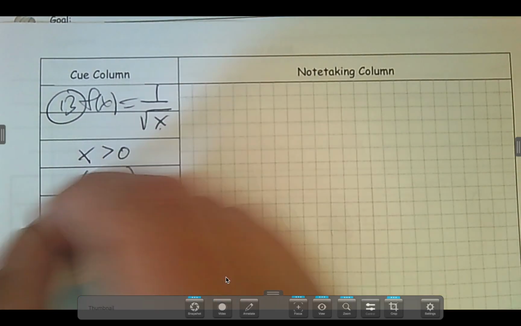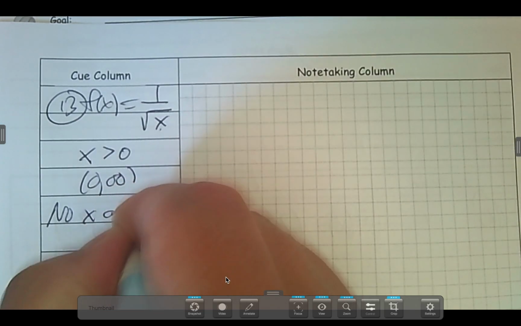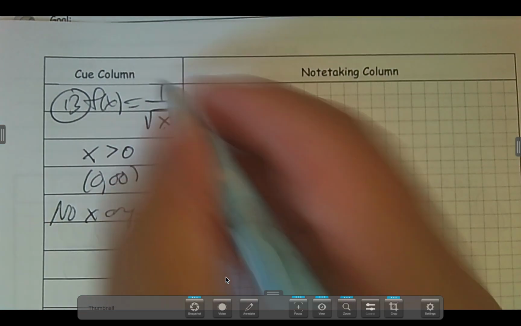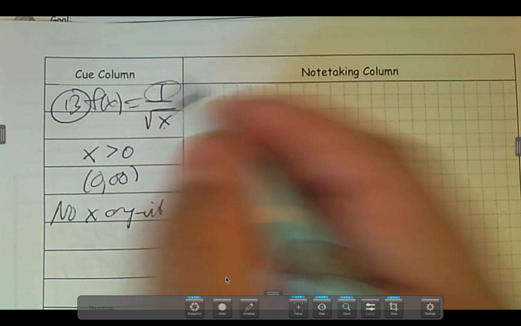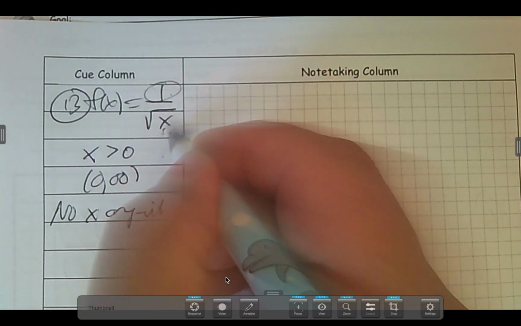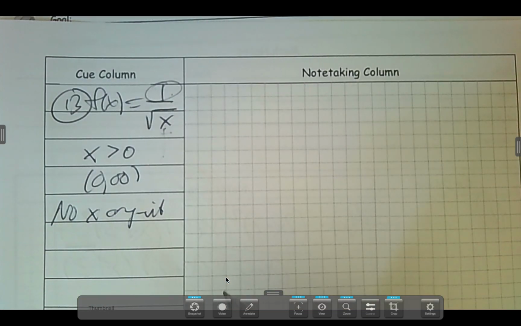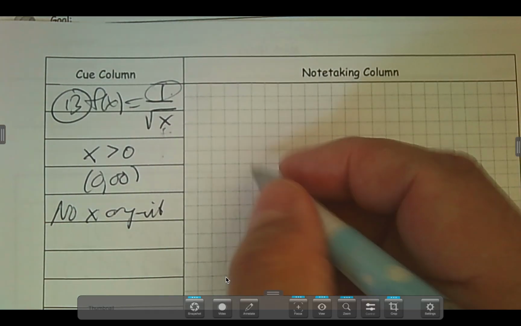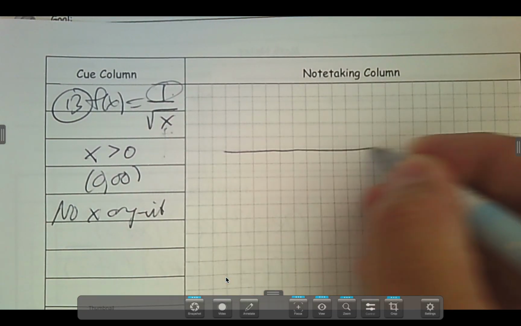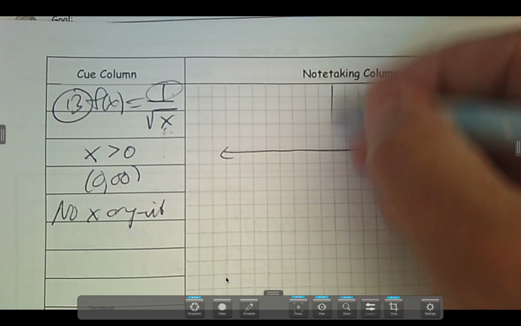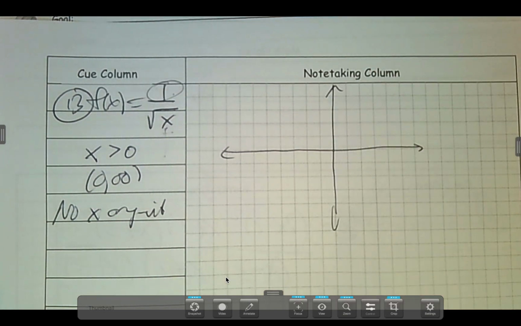I know that there is no x or y intercept. So when I look at the numerator, there's no way that could be 0. If I plug in 0, it's undefined. So we have no intercepts. So it'd be helpful to have some points that could help us along the way here. So I'm going to graph it, get a sense of what the behavior is.